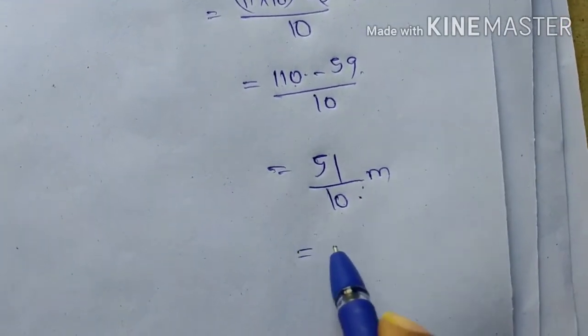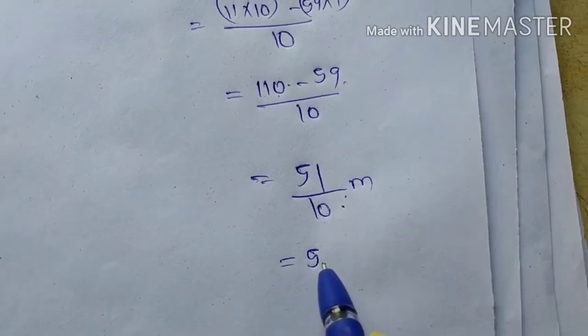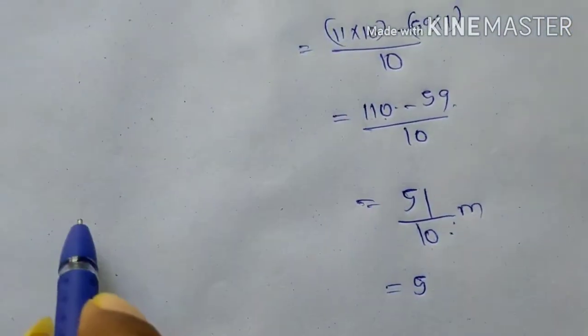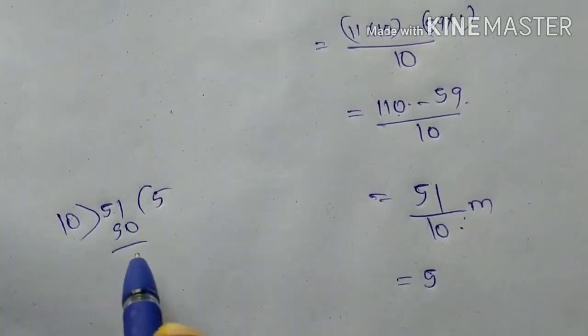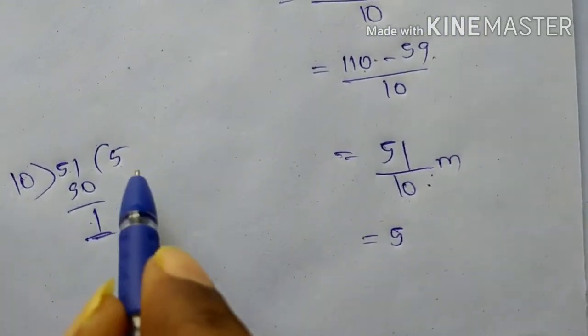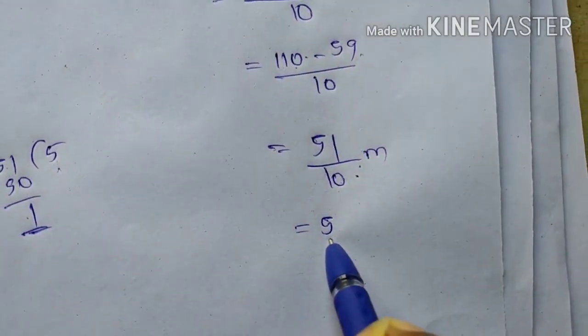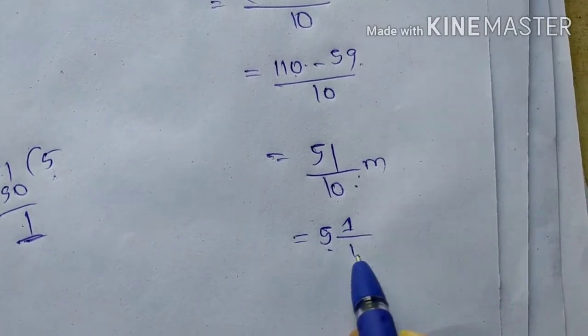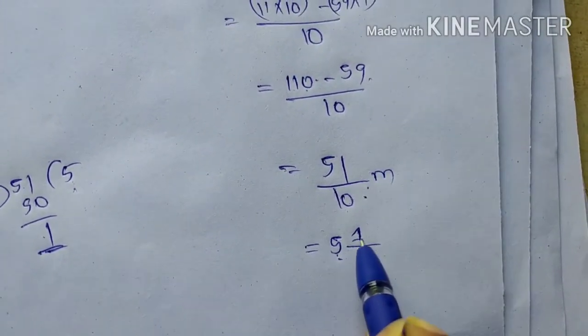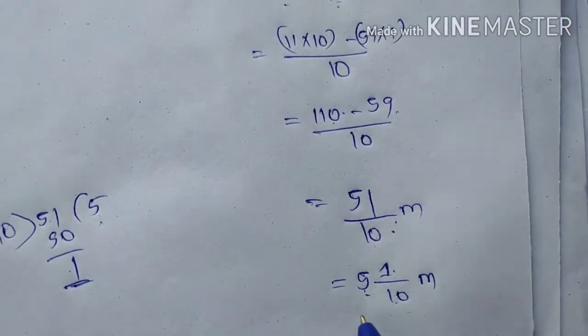If you want, you can write in mixed fractions here. How can you write? First you can see here 51 divided by 10. That means 10 fives are 50. That means the remainder is how much? 1 only. That means first you can write 5 as the integral part. Next the fractional part will be 1 by 10. See here, 10 fives are 50 plus 1, 51 meters. This is equal to how much?